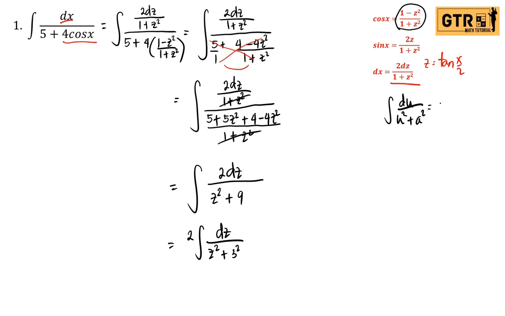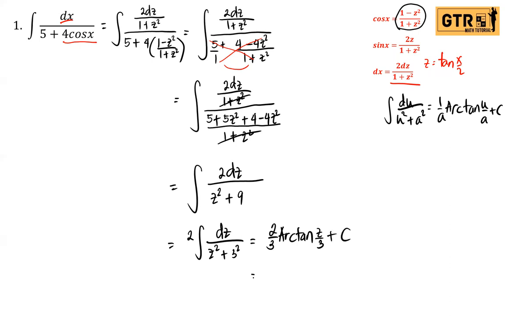So therefore, we have a direct formula for this. We have 1 over a arctangent u over a, plus c. So therefore, the final answer will be 2 times 1 over a. Our a here is 3, so the u is z and a is 3. So 1 over 3, so we have 2 over 3 arctangent u over a. So u is z, so z over 3. Arctangent z over 3 plus c.